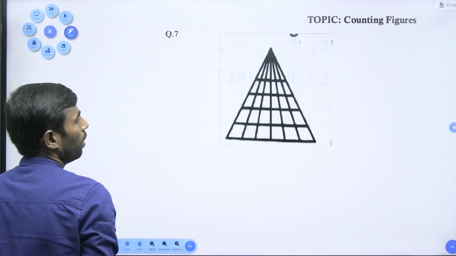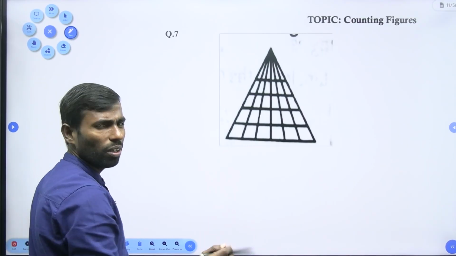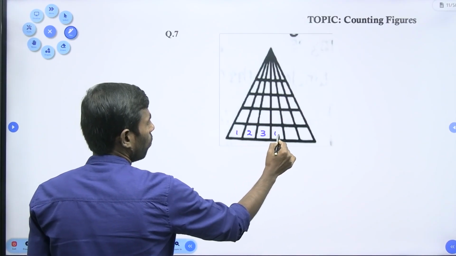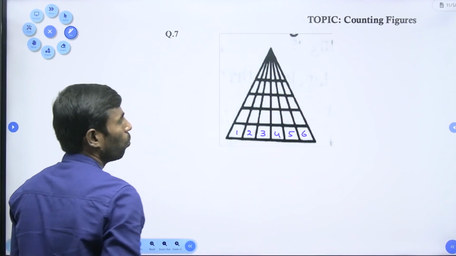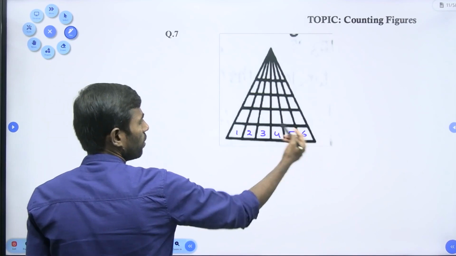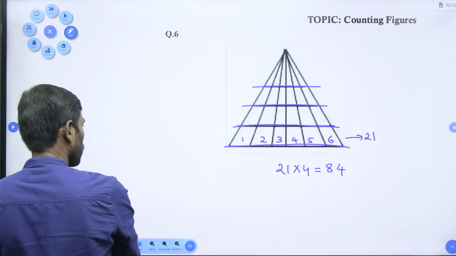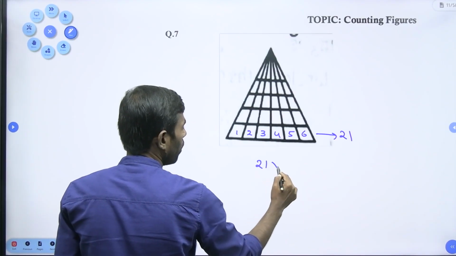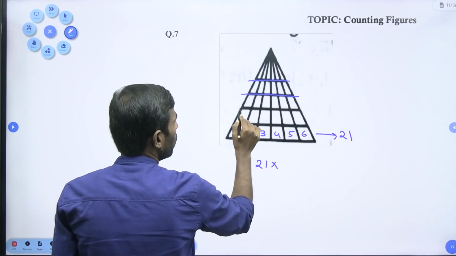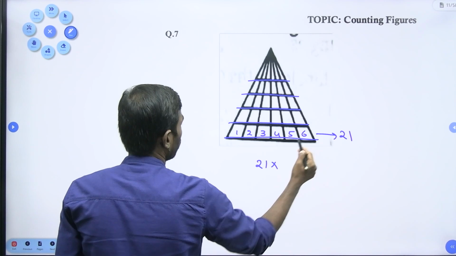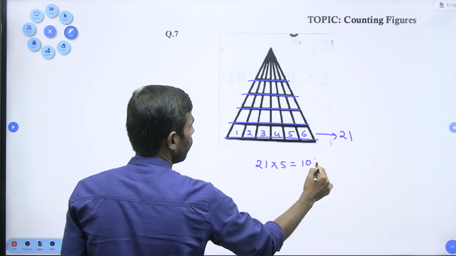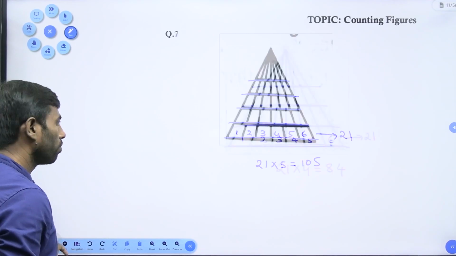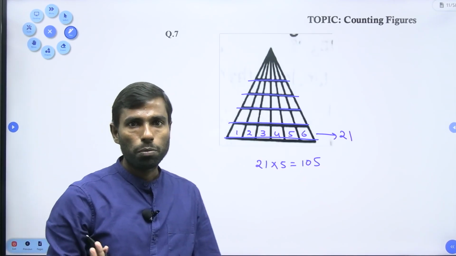Now, see how many triangles are there in this figure. Give numbering in the gaps, multiply by the number of baselines. 1, 2, 3, 4, 5, 6. Same as the previous one. Total 21. Number of baselines: 1, 2, 3, 4, 5. 21 into 5, which is equal to 105. Previously it was 4 baselines, now it is 5 baselines. Hope this part is clear to everyone.